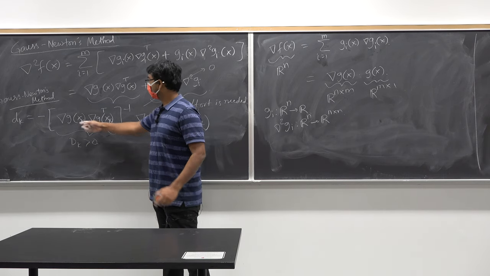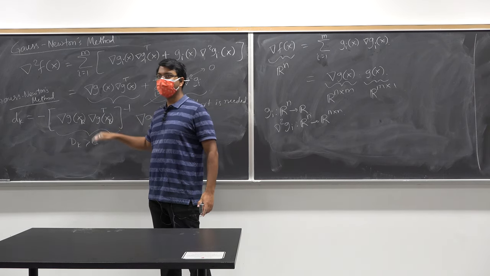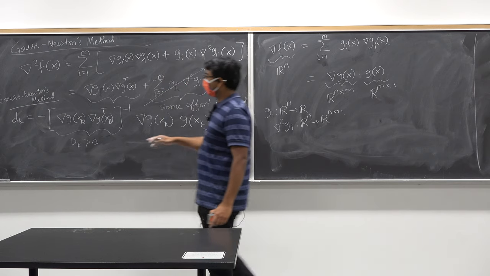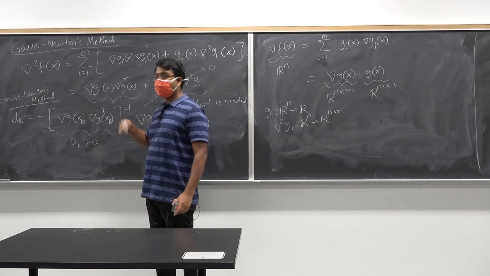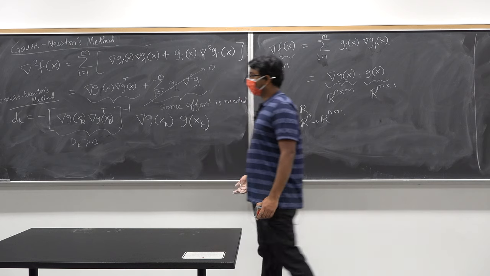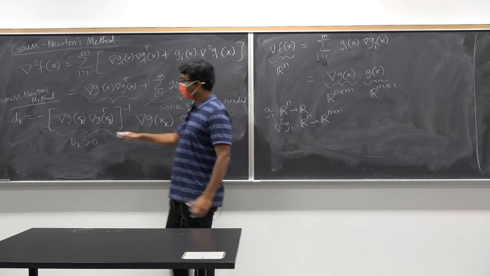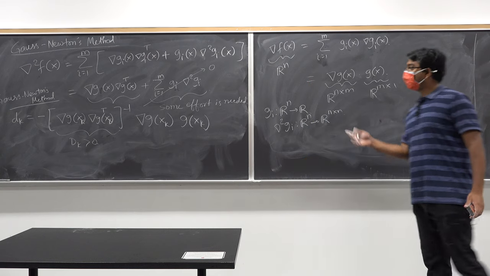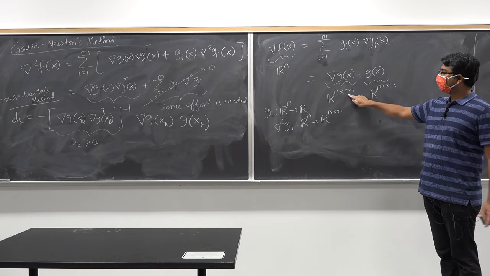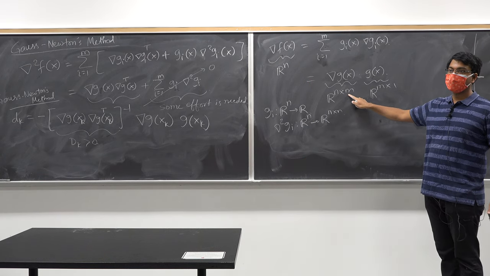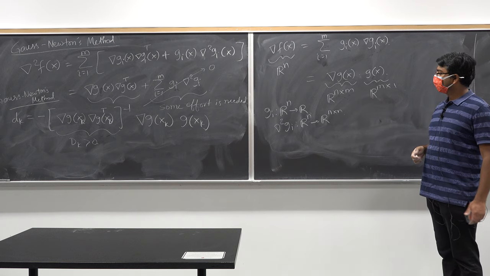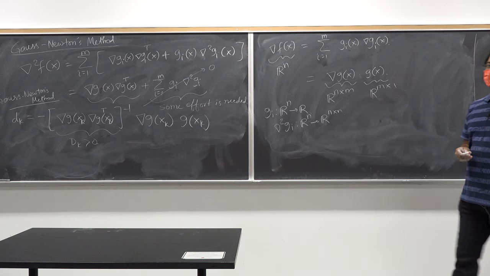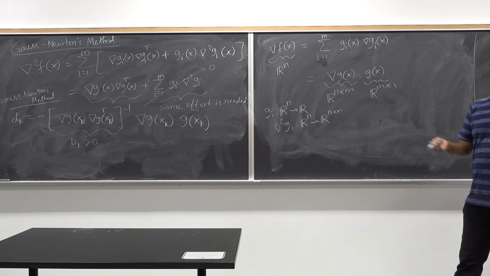Symmetric? No, this is already symmetric because it's AA transpose. So the question is, when is AA transpose positive definite? AA transpose is positive semi-definite for sure. A is n cross m, so you can't really talk about eigenvalues.